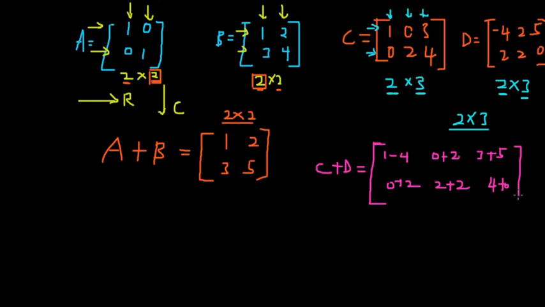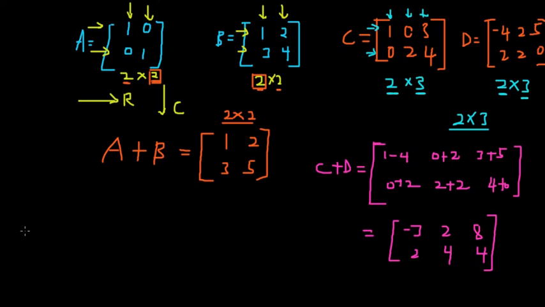Right, so let's simplify this further. We have -3 over here, and then we have 2, and 8 over here. Then 0 plus 2 is 2, 2 plus 2 is 4, and 4 plus 0 is 4. So this simplifies to, as we stated earlier, a 2 by 3 matrix, because we have 2 rows over here and 3 columns over here.